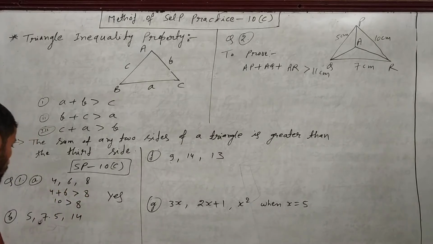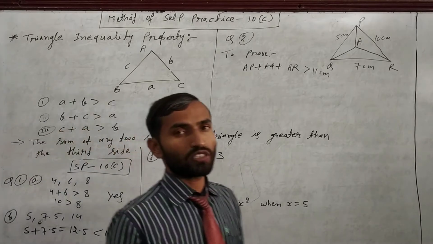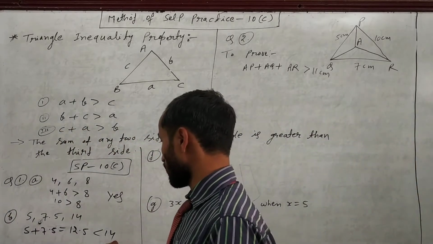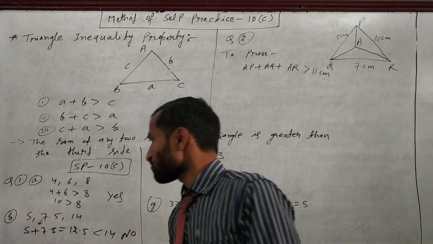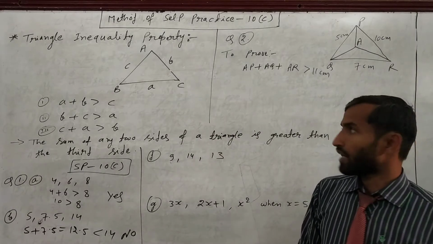Like that we have to check in this part also. If we add here, 7 plus 5 will come 12. 5 plus 7.5 will come 12.5, but it is less than 14. So a triangle is not possible. If we construct using these values, this many centimeters, this many centimeters, or this many centimeters, the triangle will not complete. It will be an open triangle. So the answer will be no here, because by this data you will not be able to construct any triangle.